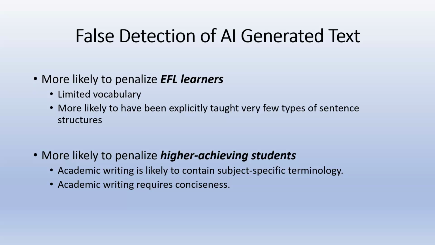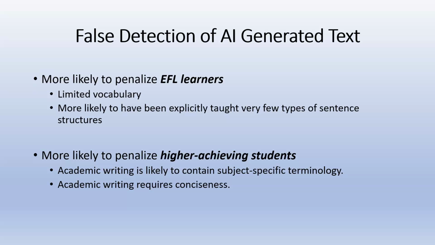This is often because they have been taught very formulaic structure types, so they appear to have a low level of perplexity, meaning not a lot of variability in the types of sentence structures they produce. They also are more likely to have a limited vocabulary, and with fewer words, they're more likely to have to repeat themselves. So the same words will appear over and over within short units, such as a paragraph, basically mimicking the burstiness that is found in AI-generated text.